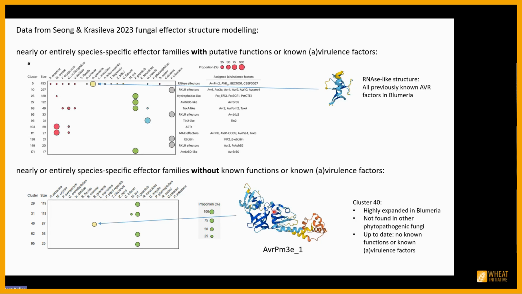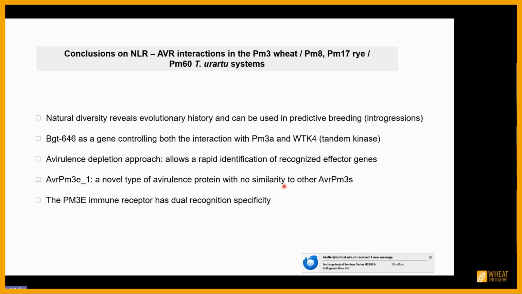is just one member of many others, and as this is just a predicted structure, we don't really know the real structure. This is AlphaFold, and of course this is now really a new discovery that we want to follow up, because it's the first time that it's not an RNase-like structure that is encoded by an AVR.